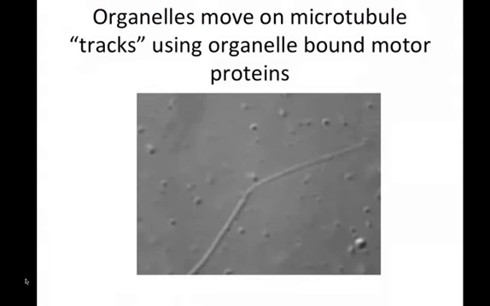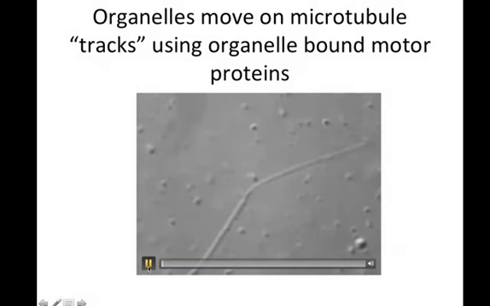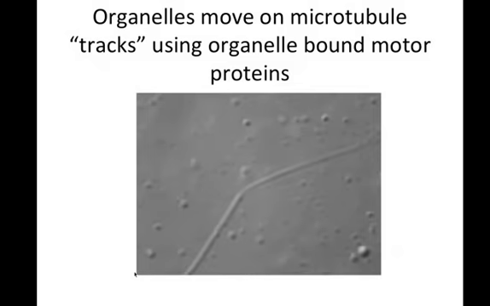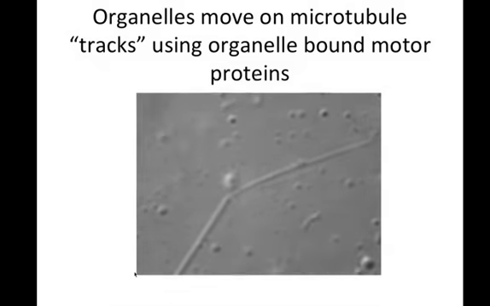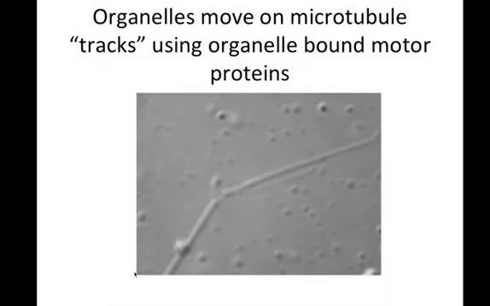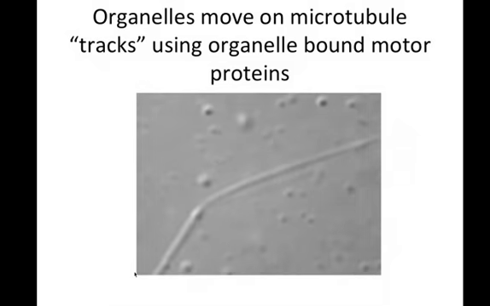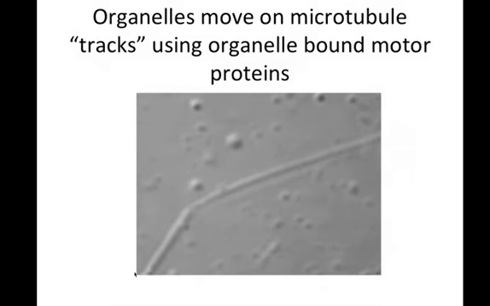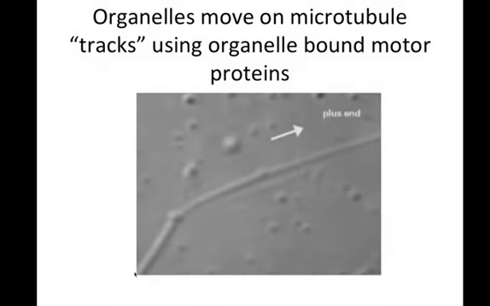Okay. Next. So this is going to show organelles moving on microtubule tracks using organelle-bound motor proteins. In this experiment, a cell homogenate is added to microtubules, and you can see there's many different organelles and there's your microtubules. Motor proteins are normally attached to the organelles. When ATP is added as a fuel for the motors, the organelles bind to the microtubules and are moved along the tracks by their motors. Most kinesin motors move towards the plus end of microtubules.